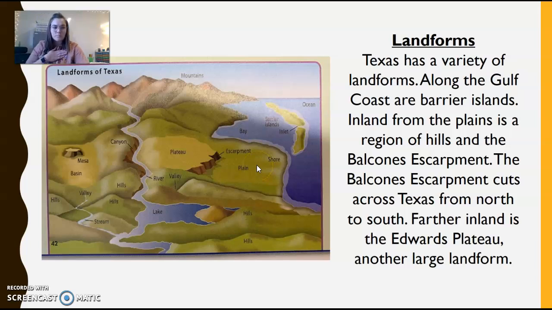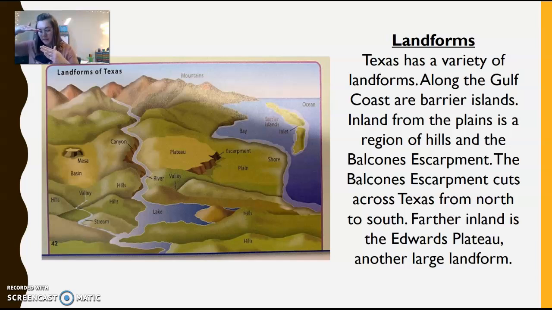So, inland from the plains is a region of hills known as the Balcones Escarpment. And you see the word escarpment right here. An escarpment is a long, steep slope or a steep hill. So you can see on there, it looks like there's a plateau and then there's a drop.